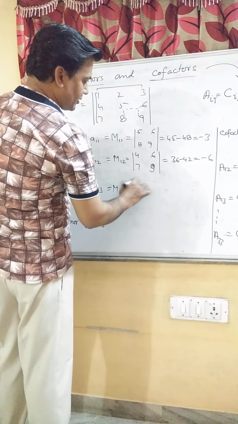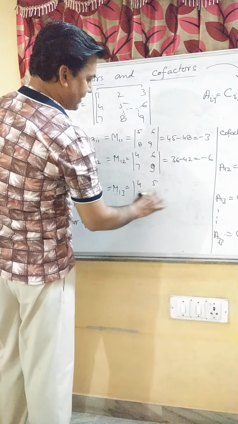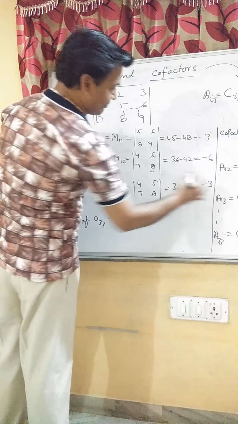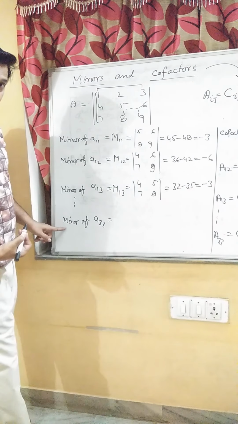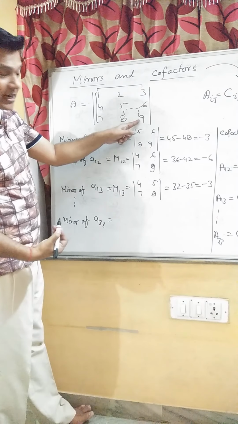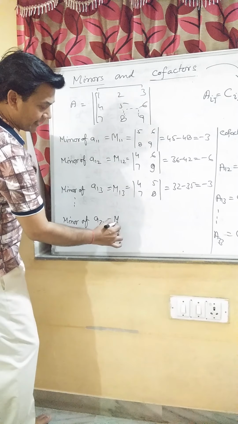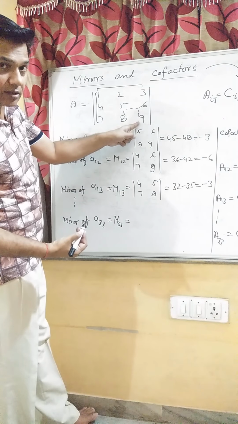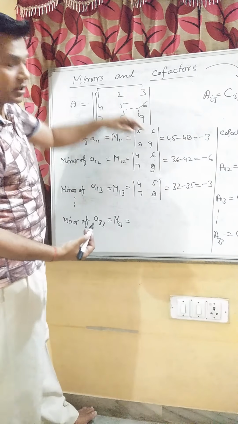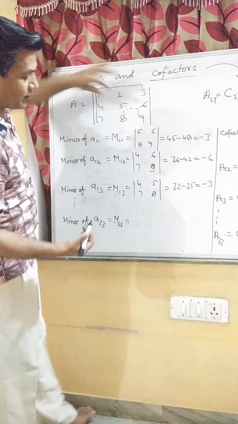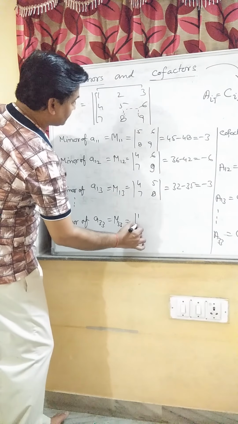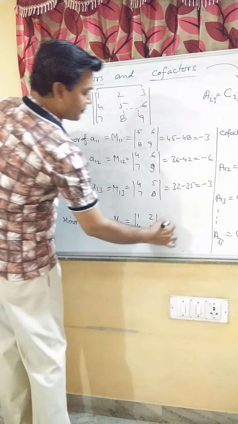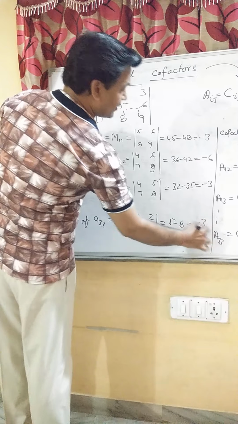M13: 4, 5, 7, 8. So 32 minus 35, which gives minus 3. If we are talking about the minor of A33, that is the last element, represented by M33. So leave the third column and third row. The rest elements are 1, 2, 4, 5. So 5 minus 8, which gives minus 3.